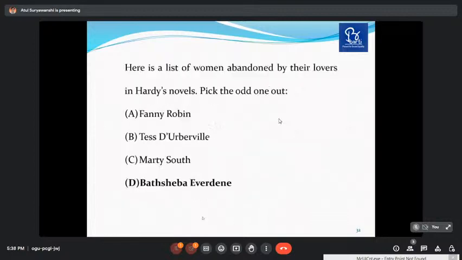Here is a list of the women abandoned by their lovers in Hardy's novels. Thomas Hardy is quite popular for his pessimistic writing during the Victorian era. He says man is the puppet in the hands of cruel destiny. So we have to pick the odd one out here. Is the woman character Fanny Robin, Tess D'Urberville, Martha Sarre, or Bathsheba Everdene? Who has not been abandoned by the lover? The right option is D, Bathsheba Everdene.